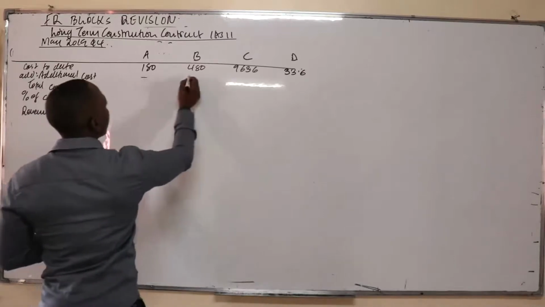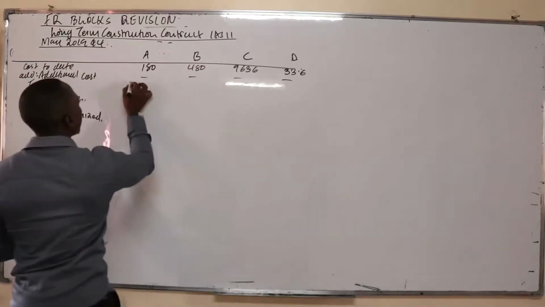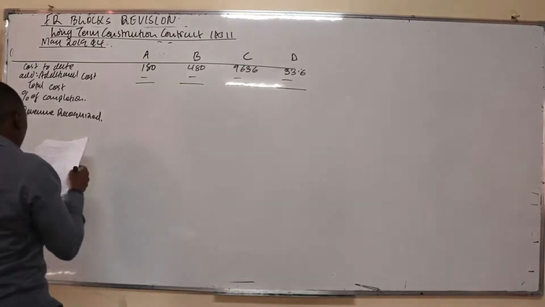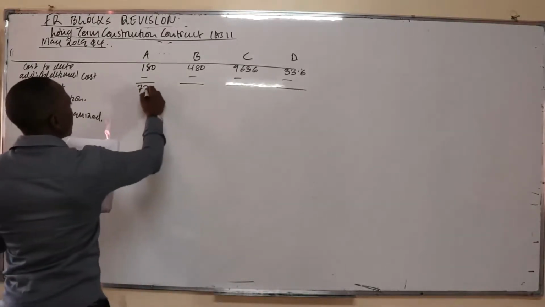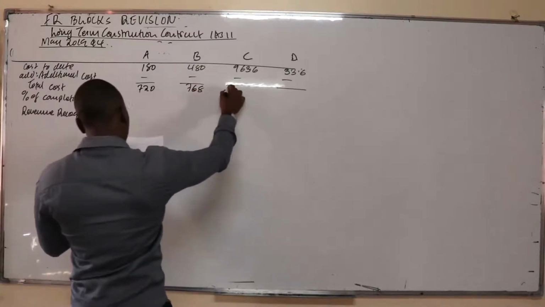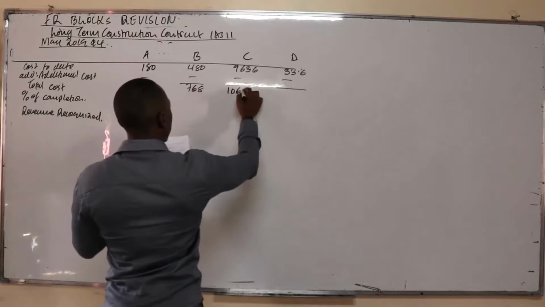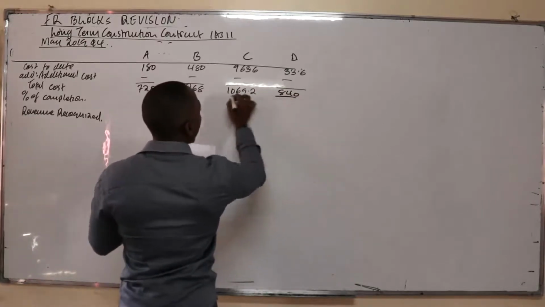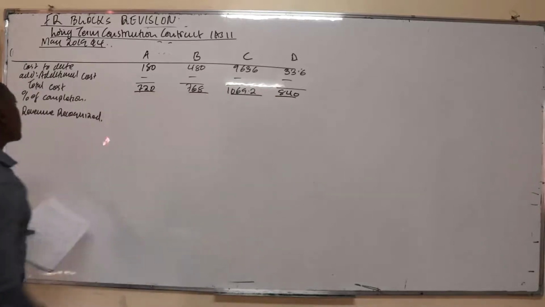Then you are also given the total cost. In this case, we're not given the additional cost. Rather, you are given the total cost. And the estimated total cost here we have is 720. Here it's 768. Here it's 1069.2. And here it's 840. So now with that, you can estimate the percentage of completion.